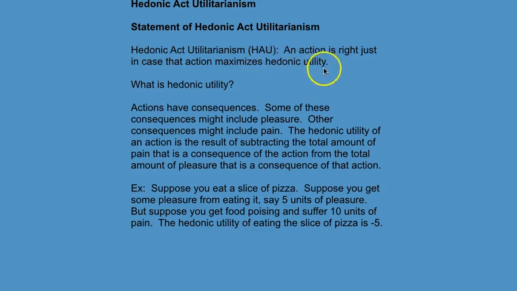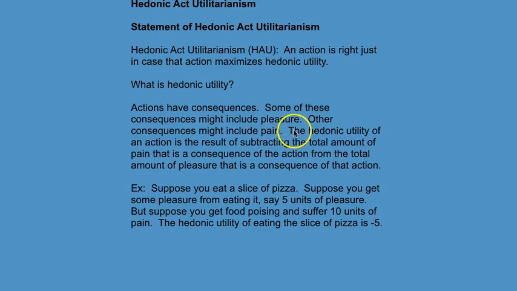One is I've got to say a bit about what hedonic utility is, and then I've got to say a bit about what maximizes is. Let's start with hedonic utility. Your actions are going to have consequences. Some of your consequences might include bits of pleasure. Other consequences might include pain.